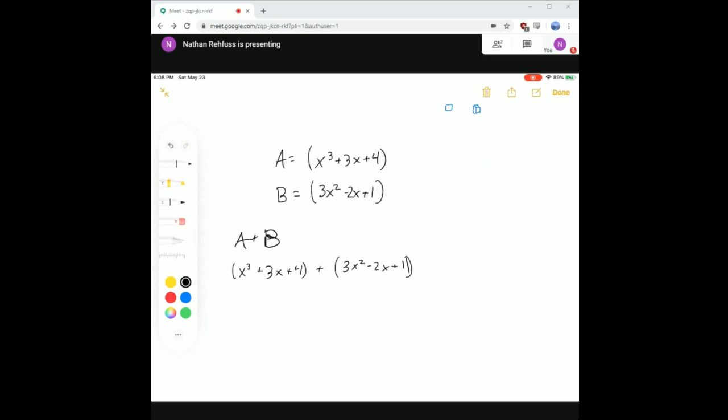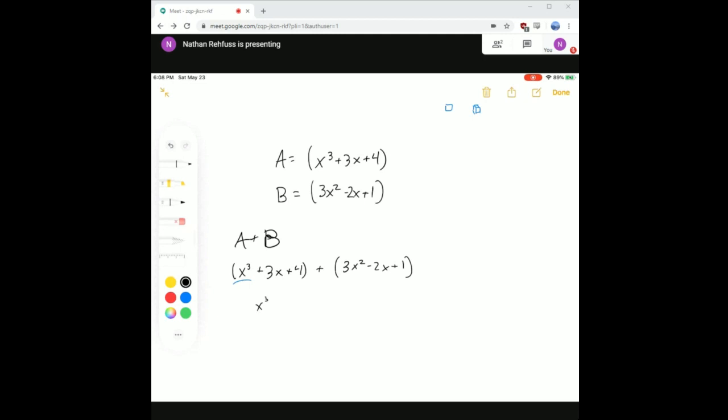Well, here we go. X cubed doesn't have a friend on the other side. It's the only term of its power, so it's just going to stay put. Now I could talk about the 3x next, but it'd be nice if my answer were in standard form without me having to put it there.